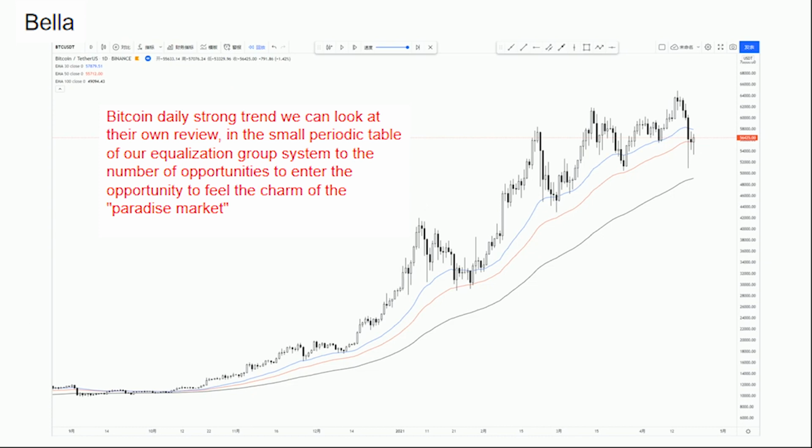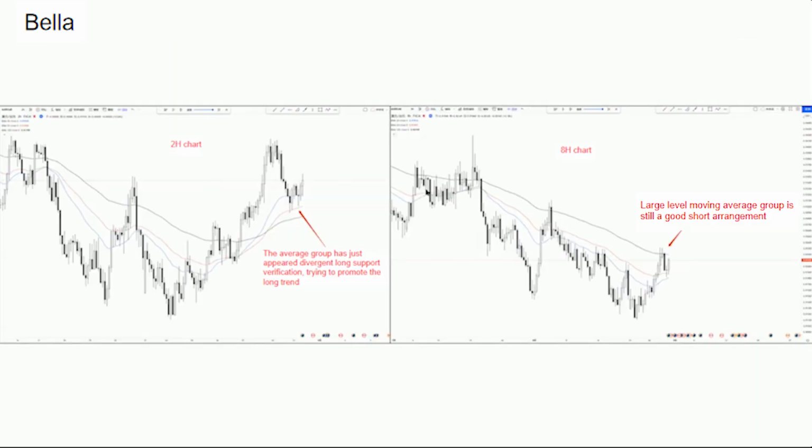Now on the right-hand side, when the time is switched to 8 hours, the EMA chart also shows a good short trend alignment, which means that the market conditions in the big and small cycles are out of sync. Which direction are we going to go in? In general, small cycles are subject to large trends, but all reversals start with small cycles.